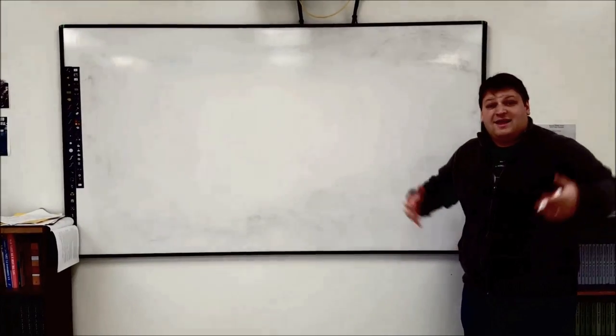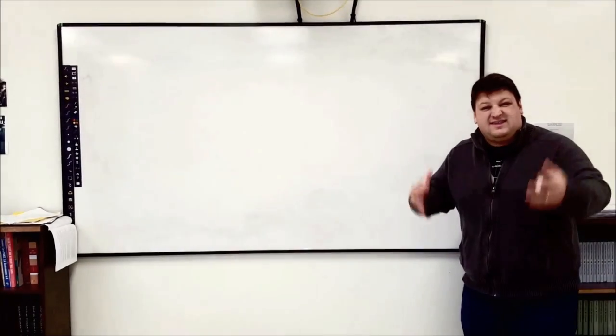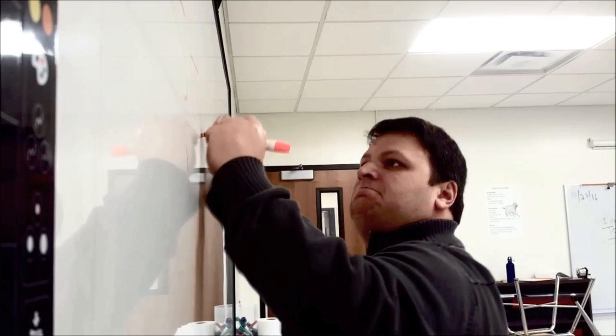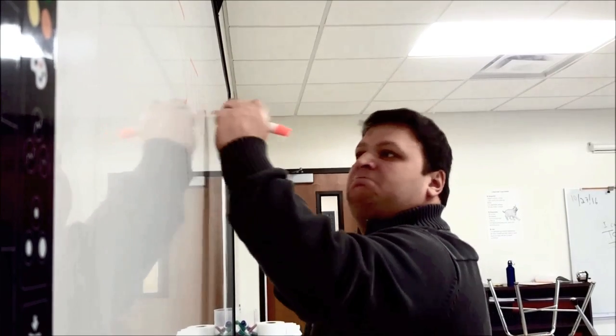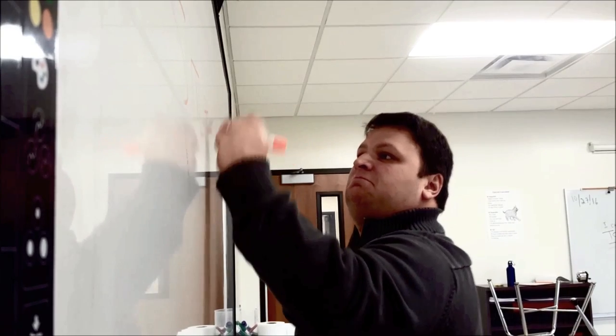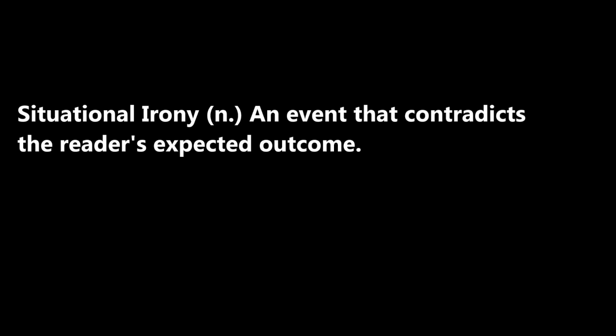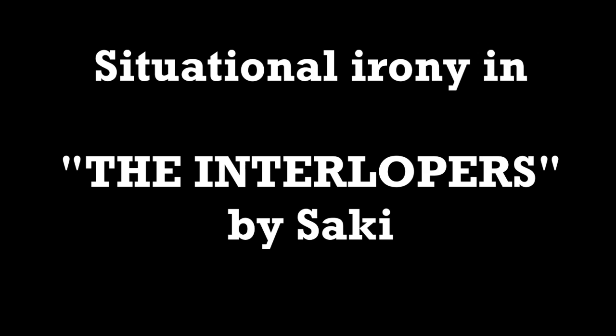The essay that we're writing now is going to be about situational irony. Now, I know some of you students don't always pay attention in class. I'm looking at you, Matt Beagleman. So here's a quick refresher. Situational irony is an event that directly contradicts what the reader expects to happen. This particular essay will look at situational irony in The Interlopers by Saki.